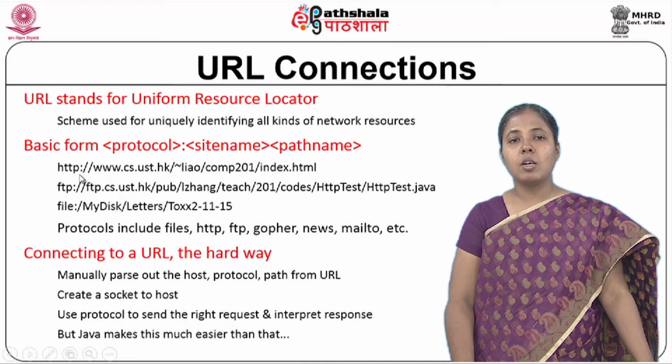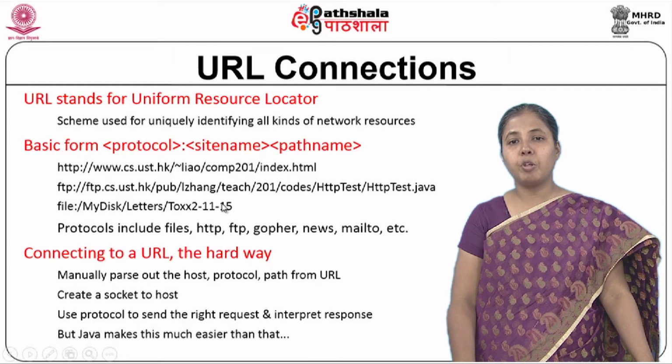So, the URL would look like this if it is an HTTP protocol: it starts with the protocol name HTTP, then the host name, and then the path information to the resource. And if it is an FTP protocol, it starts with FTP and you have the path to the specific file. It can also be a file protocol, which starts with file to identify any of the files within your system. So, the protocol may include HTTP, FTP, Gopher, News, Mail and so on.